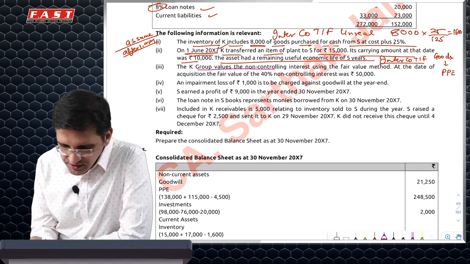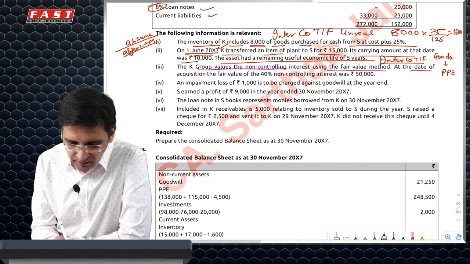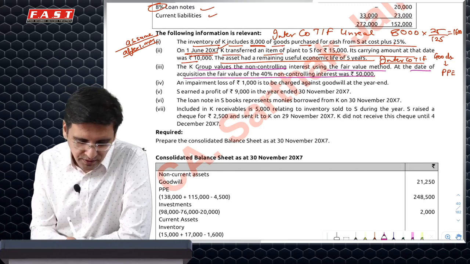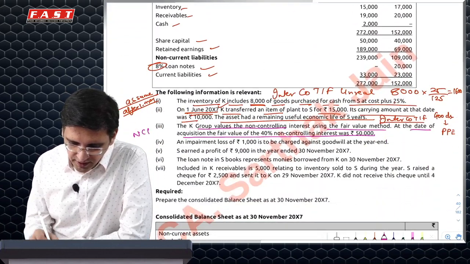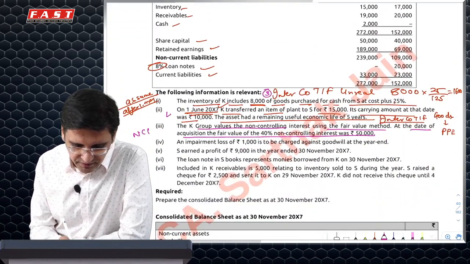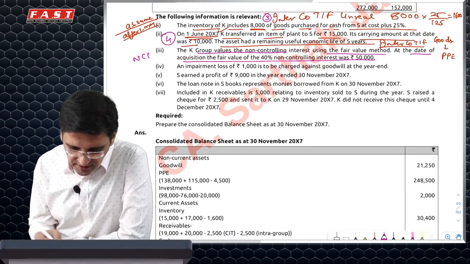Then the K value is NCI at fair value. So if there is a goodwill impairment, even NCI would bear it. And fair value is given, so NCI adjustment is there. I'm just saying that you have multiple adjustments: intercompany transfer of goods, intercompany transfer of assets, fair value of NCI, okay.